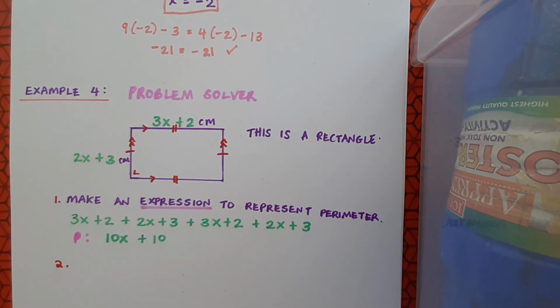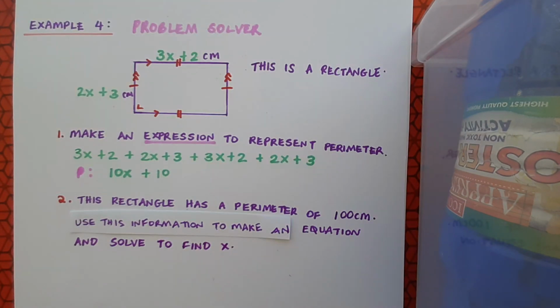Now I'm going to add a second part to the question. I'm going to say that I've been told the rectangle has a perimeter of 100 centimetres. I want to use this information to make an equation, and I want to solve that equation to find x. Okay, so I've been told the perimeter is 100 centimetres, but I also have an expression for the perimeter. So I've been able to write down the perimeter as 10x plus 10 by adding up my four sides. So this 10x plus 10, this expression for perimeter, must work out as 100 centimetres, because that's the perimeter of the rectangle. So the equation that I can make, so what would it be, do you think? It'll be 10x plus 10 equals 100.